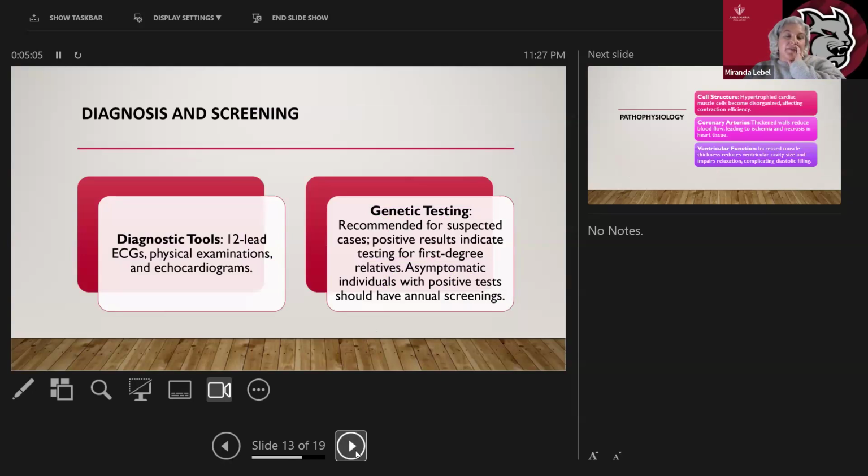Diagnostic tools here are going to be the 12 lead EKG, physical examination, and echocardiogram. We can do genetic testing, which would be recommended for suspected cases. Positive results indicate testing for first degree relatives. Asymptomatic individuals with positive tests should have annual screenings.